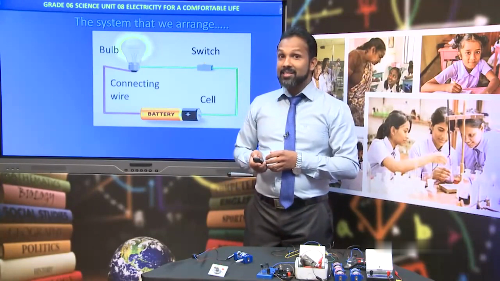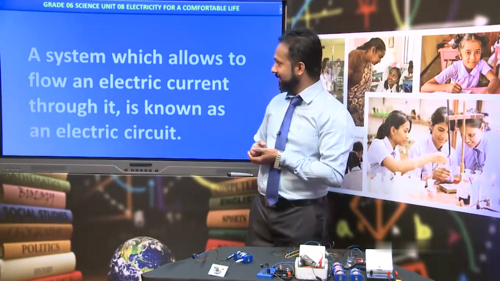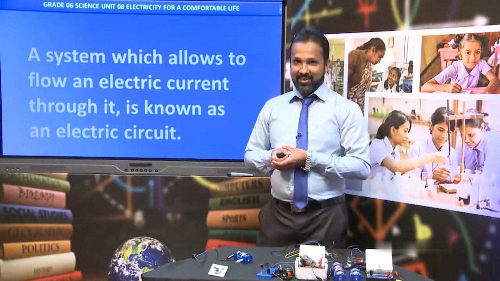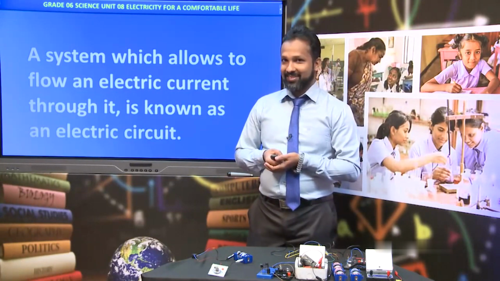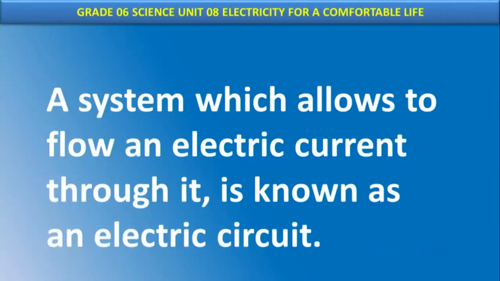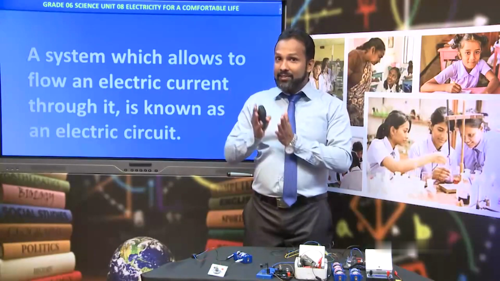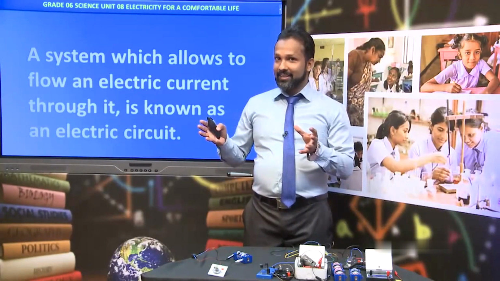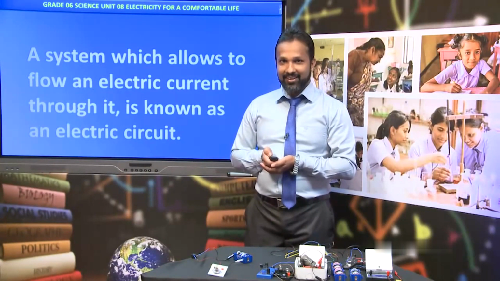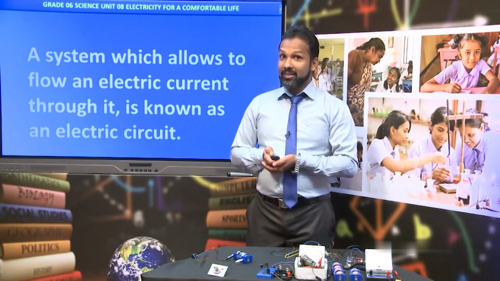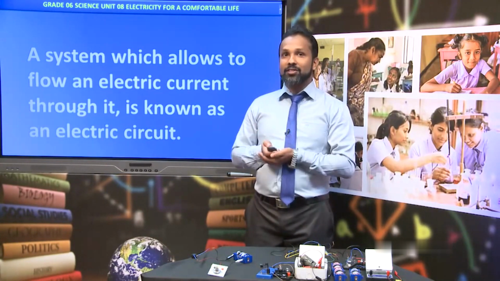Then, let's learn how to define the term circuit. You can build up a definition. A system which allows an electric current to flow through it is called a circuit. A system which allows electricity to flow through it is known as a circuit. Today you learn how to prepare a circuit and the definition of a circuit.